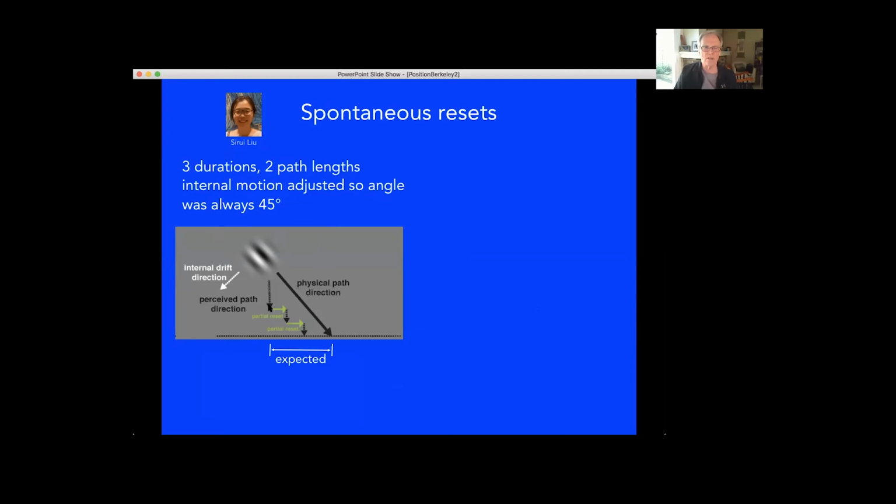And if there's no reset, a reset meaning that spontaneously it happened to jump back and then start again, if there were none of them, this is the offset you'd expect between the final location of the perceived point and its actual physical location. But if there are some partial resets happening, then you measure less. So that's what you did.